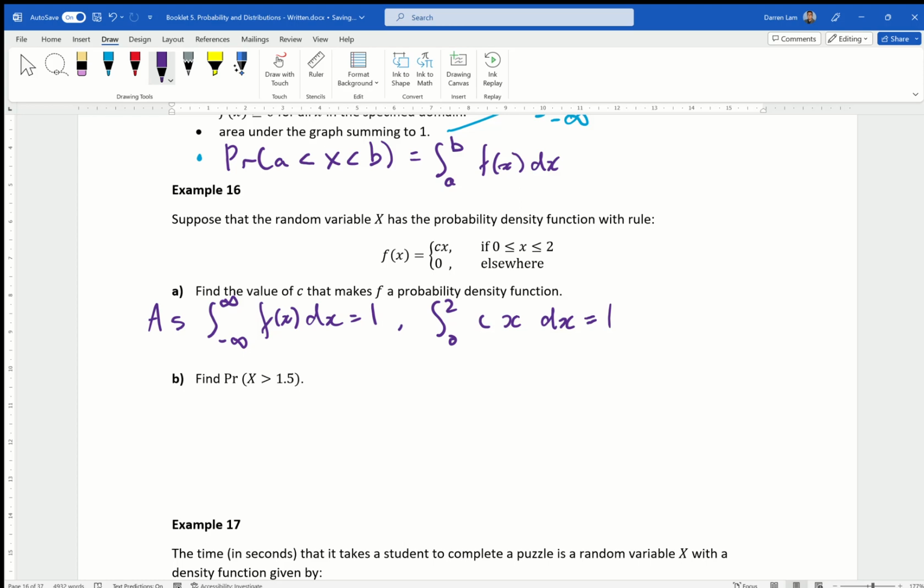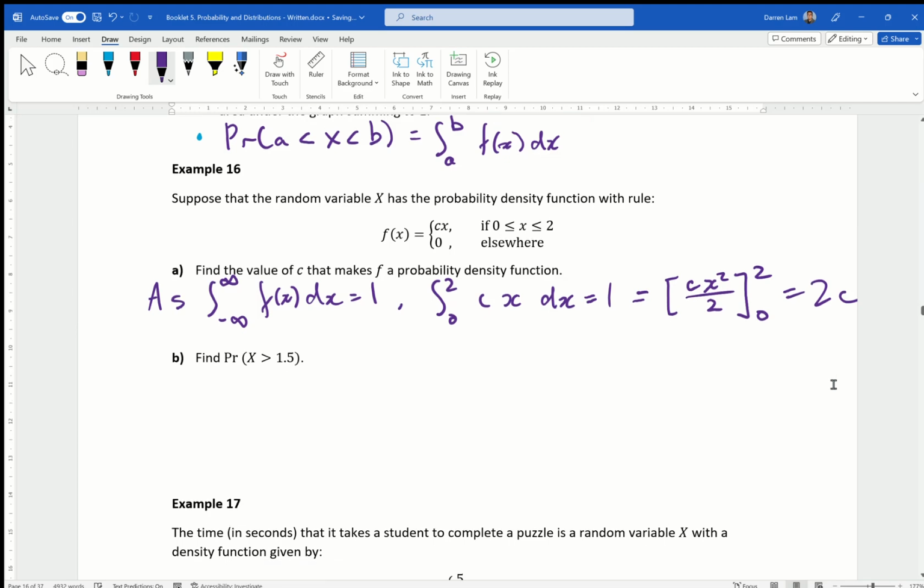Of course, I haven't finished. I haven't found the value of c. That would equal, and I'm just applying my anti-differentiation rules, c times x anti-differentiates into cx squared over 2 from 0 to 2, which gives us an answer of 2c. Therefore, c equals a half, because I'm just saying 2c equals 1.